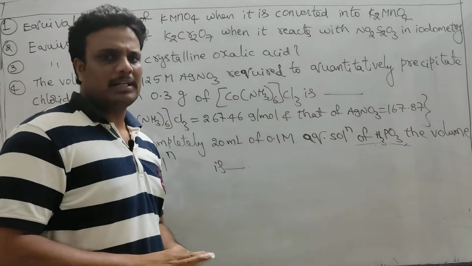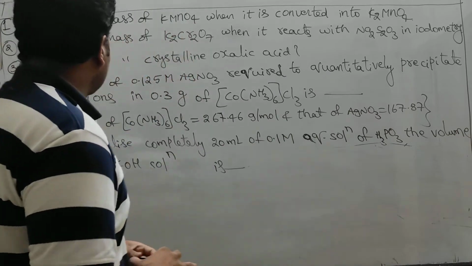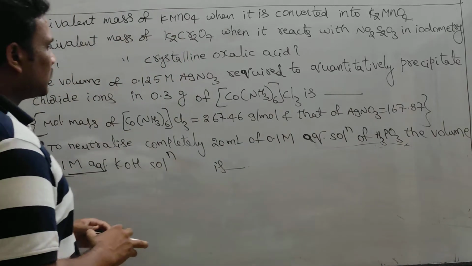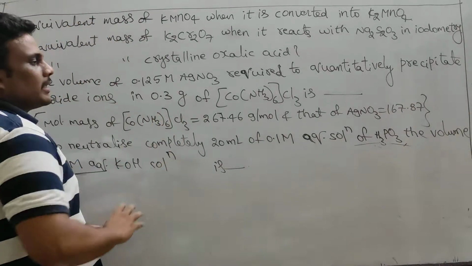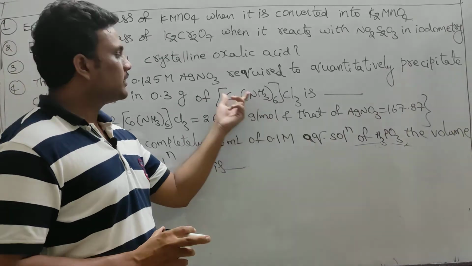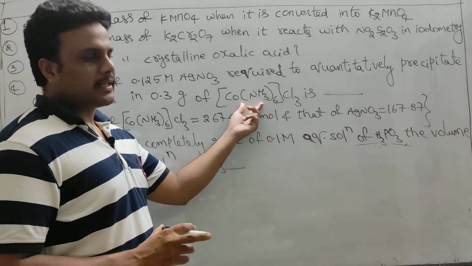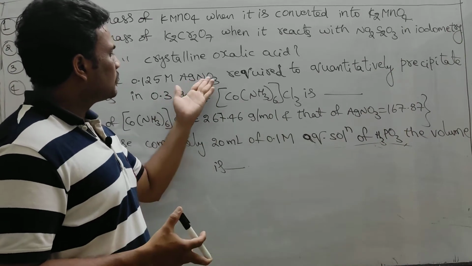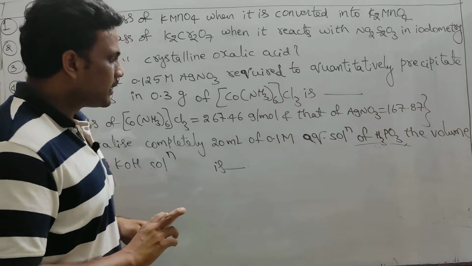This is a JEE Mains question, so recently asked. Required to quantitatively precipitate chloride ions in 0.3 grams of this complex. Okay, from this question we can understand that AgNO3 reacts with this complex and it gives a precipitate. From aqueous AgNO3, Ag+ ions are there. In this, Cl- ions are there.